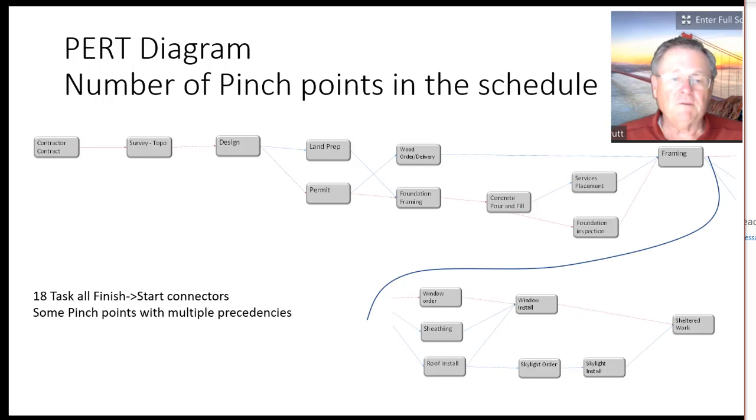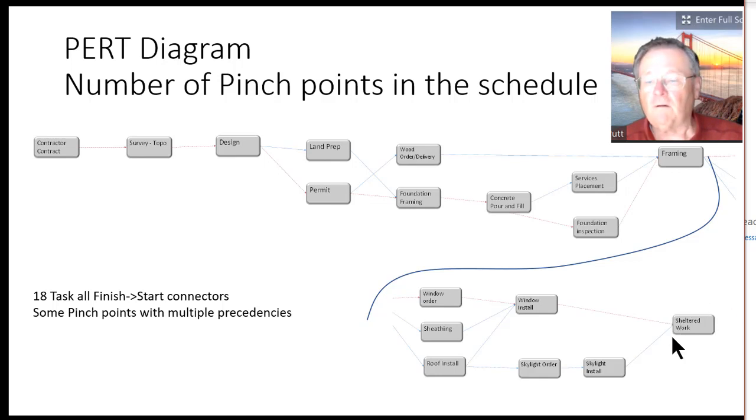A PERT diagram is very useful in explaining to the decision makers what was actually assessed and what were the tasks. So this has been laid out, starting from the left here of getting the contractor contract, through the framing of the house, coming down here and getting the windows installed, and the skylights, and then finally we have sheltered the house, and that's where it ends.